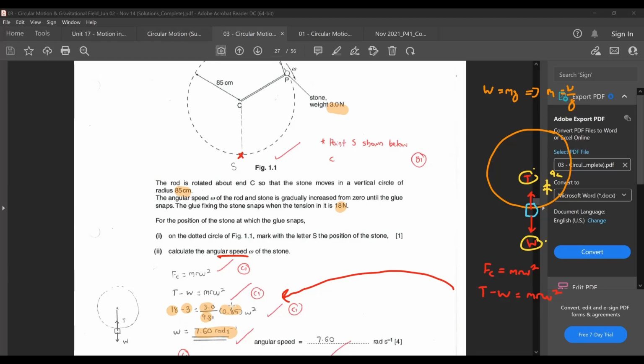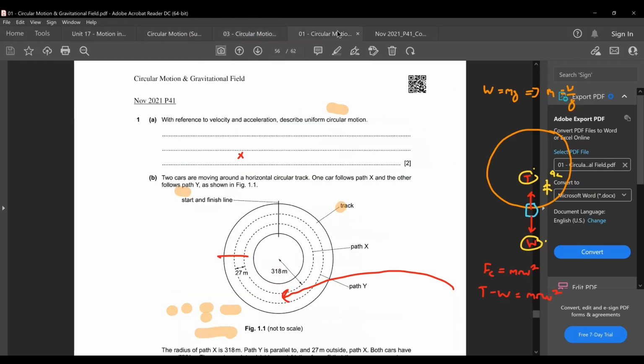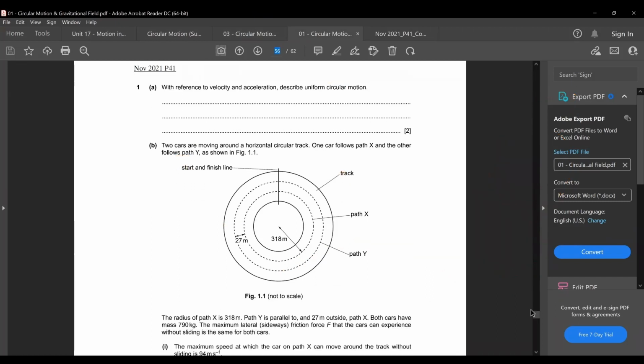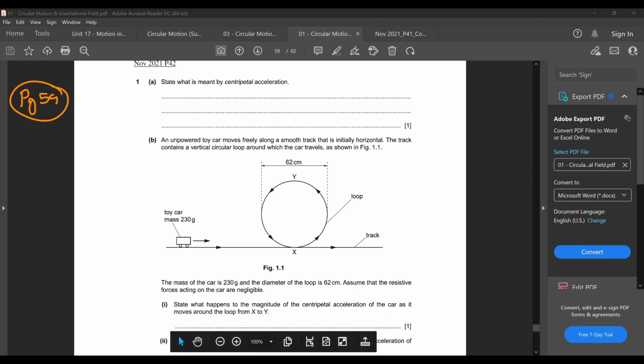Next one I'll go through is a vertical circle that is more directly related to what we just did in the notes. For this one, go back to the regular worksheet, the one with more pages. Have a look at page 59. So November 2021, P42.